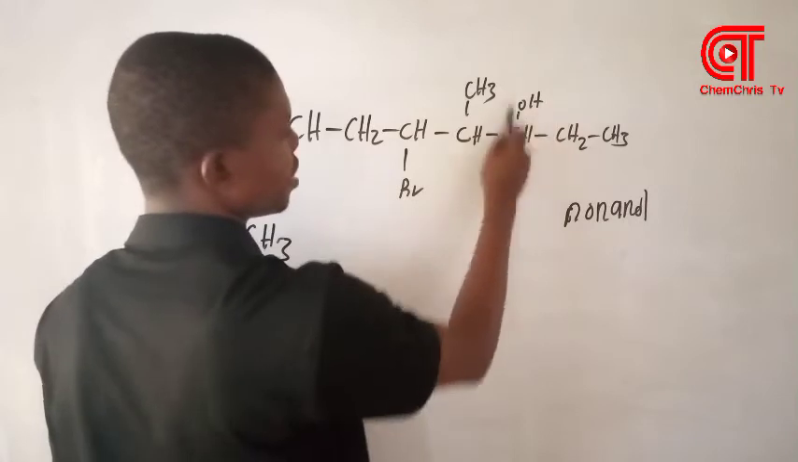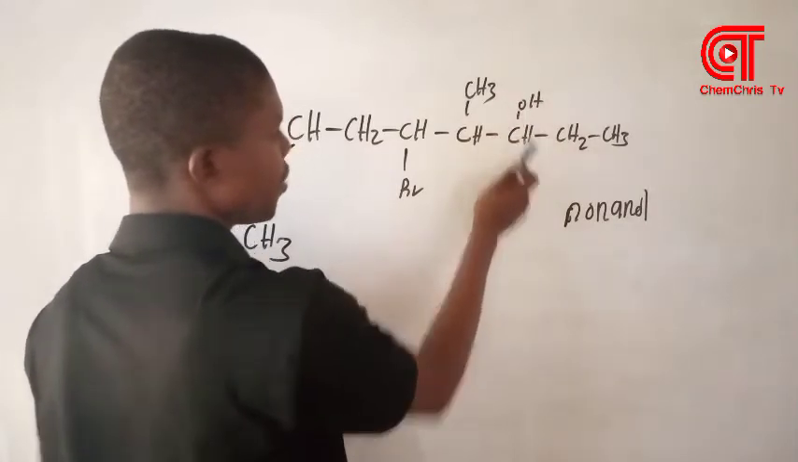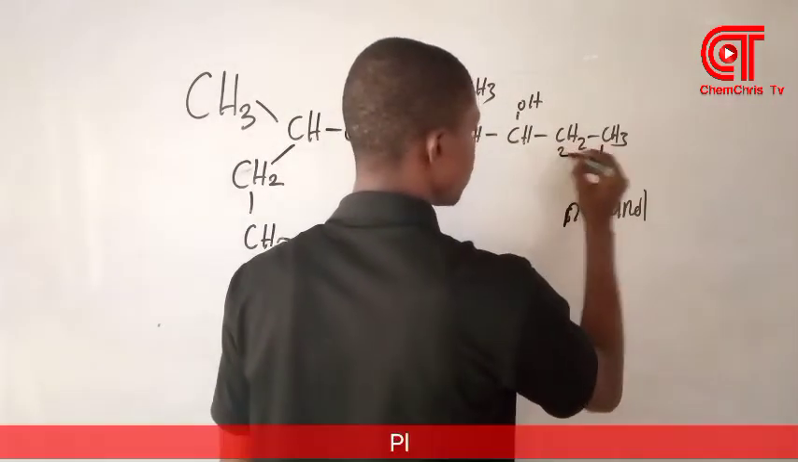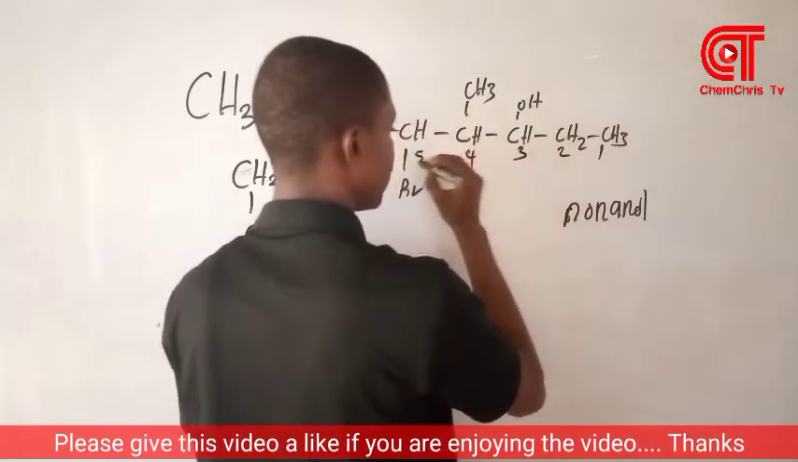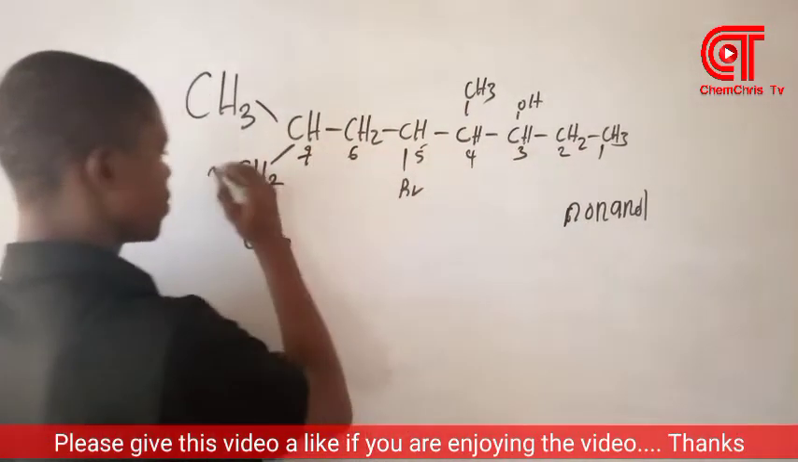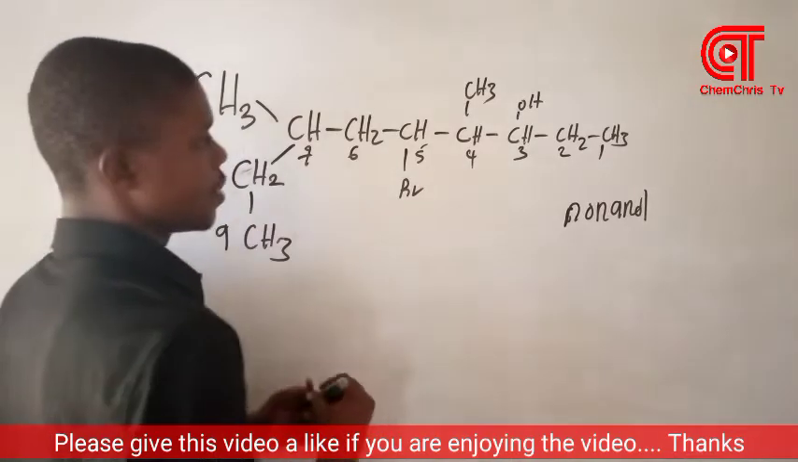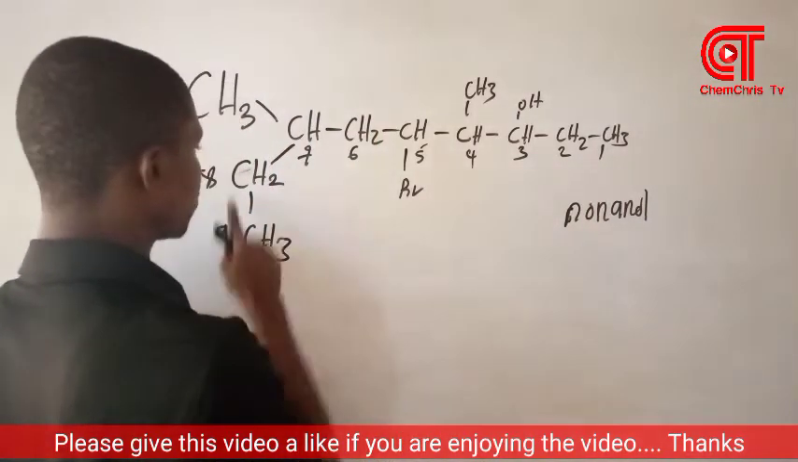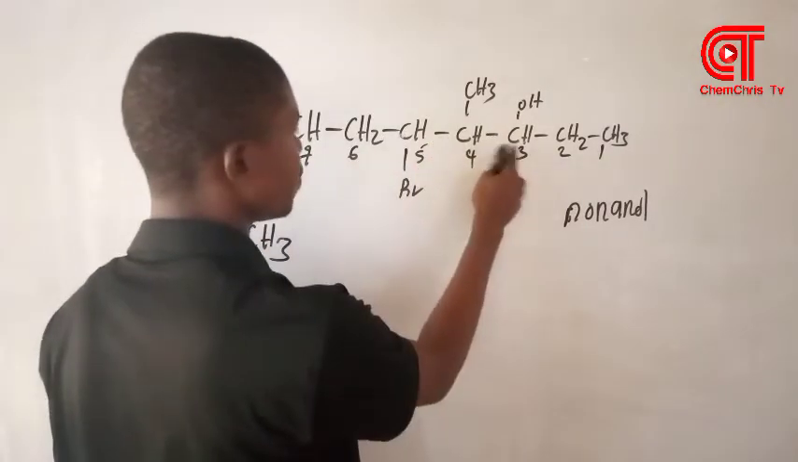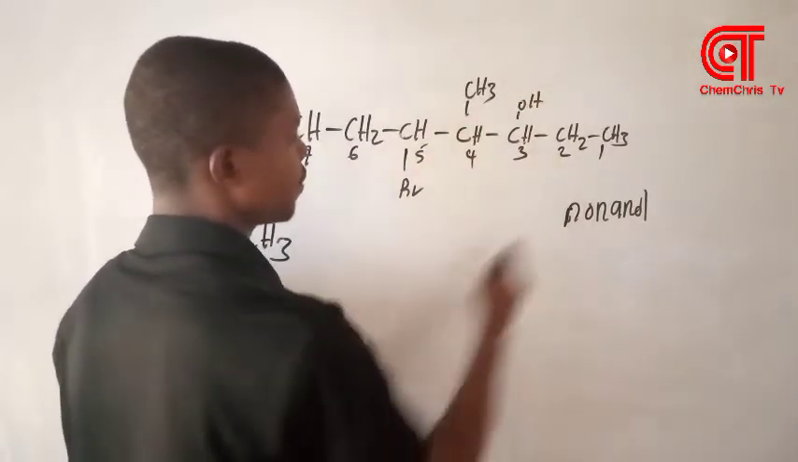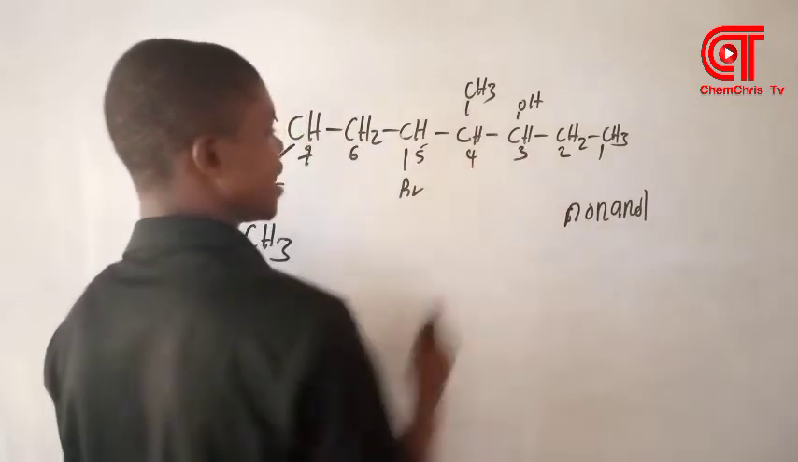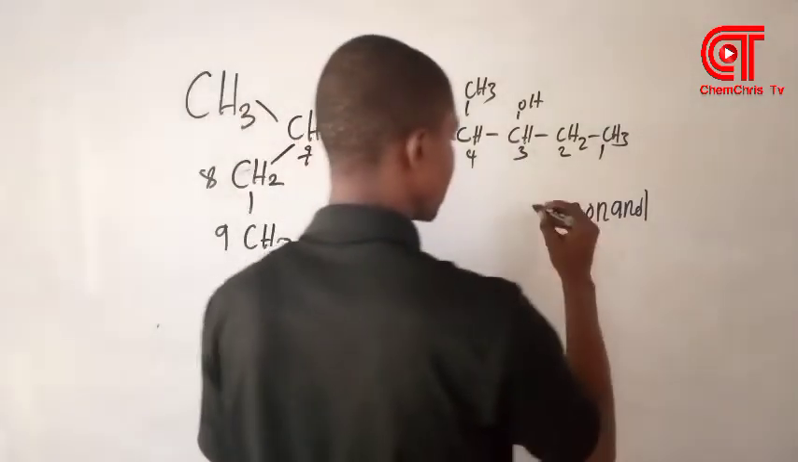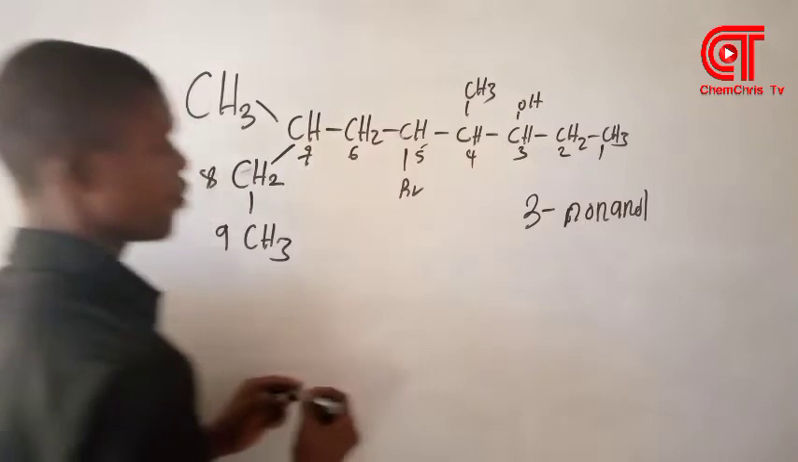Of course, the position of OH will be counted 1, 2, 3, 4, 5, 6, 7, 8, 9. If you start from here 1, 2, 3, 4, 5, 6, 7, carbon number 7 has the OH. But if you start from here 1, 2, 3, carbon number 3 has the OH. Do you get that? So it's going to be 3-nonanol.